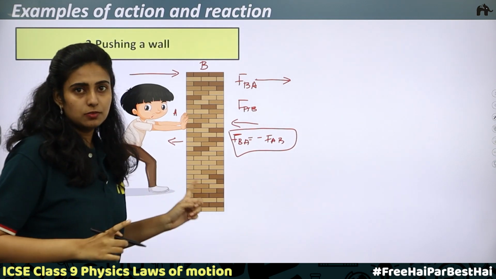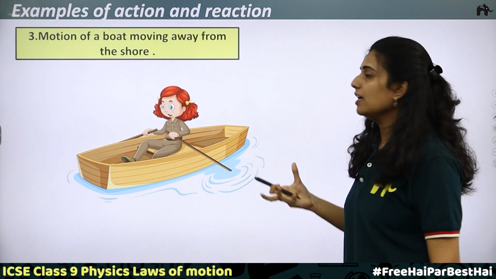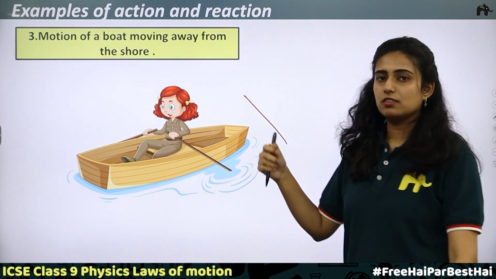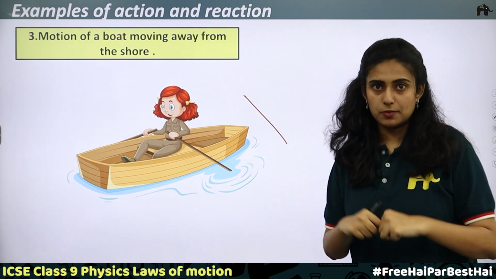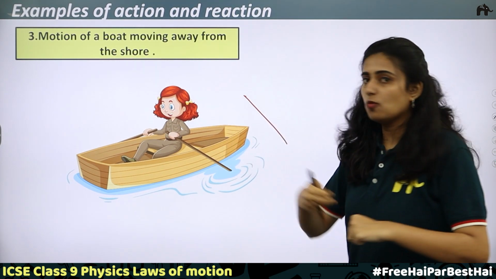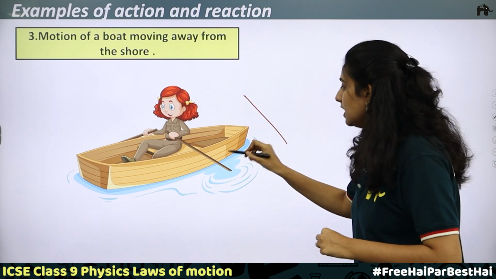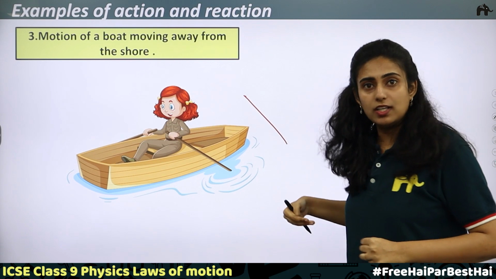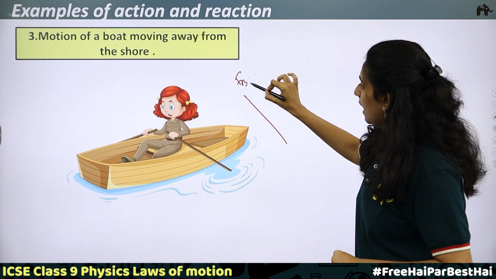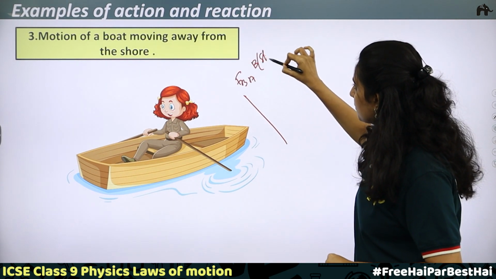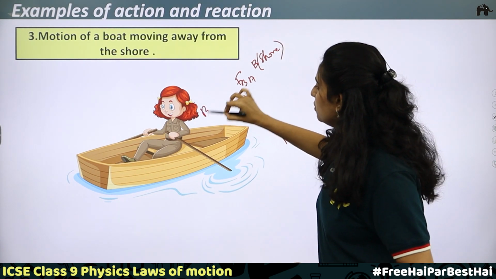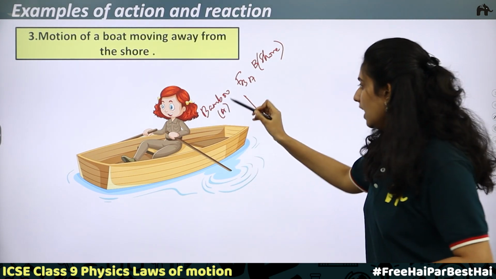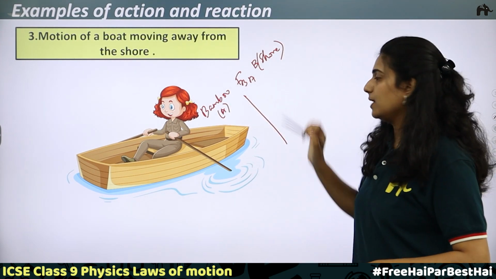Okay, understood? Motion of a boat moving away from the shore. Here the shore will be there. So using a bamboo, she will be able to row the boat. Initially, when she is getting into the water with the boat, with the bamboo she will be applying a force on the shore in the backward direction. This force is FBA. The shore is B and the bamboo used is A. So A is applying a force on B, which is FBA.